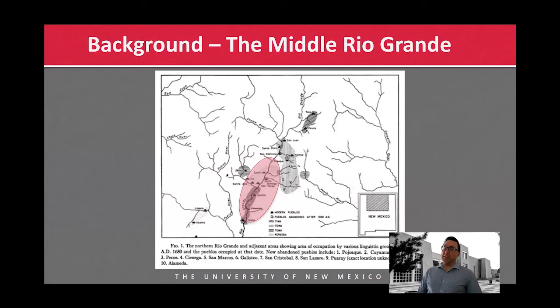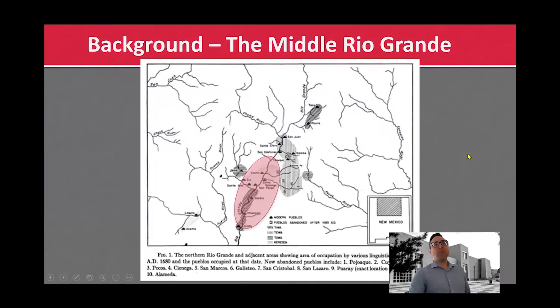So for a little background, the Middle Rio Grande area is in about the middle of the state of New Mexico. It is the red area you see right there. It is bordered to the north by the northern Rio Grande, and to the east, the Galisteo Basin. Now, what's interesting about my particular research is that my site is located in an area that's not really Middle Rio Grande, but it's not really Galisteo. So who were these people?